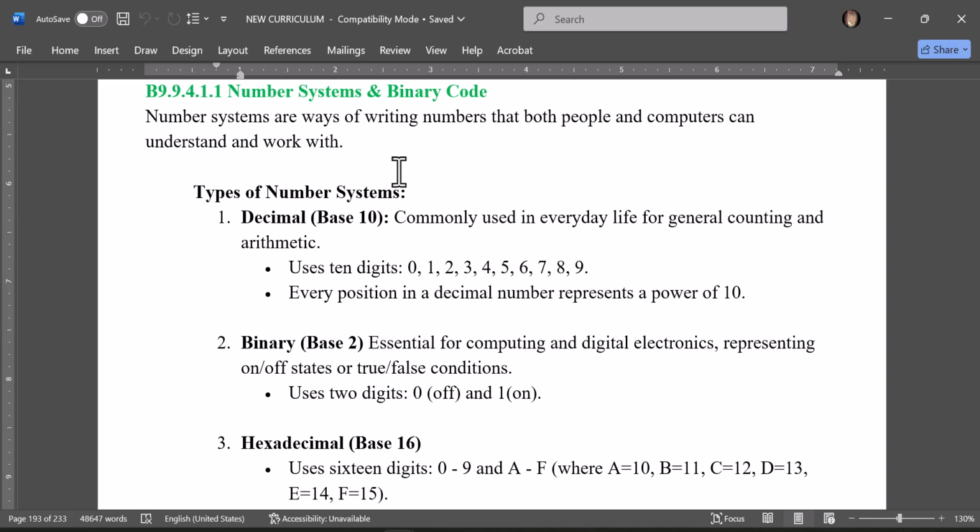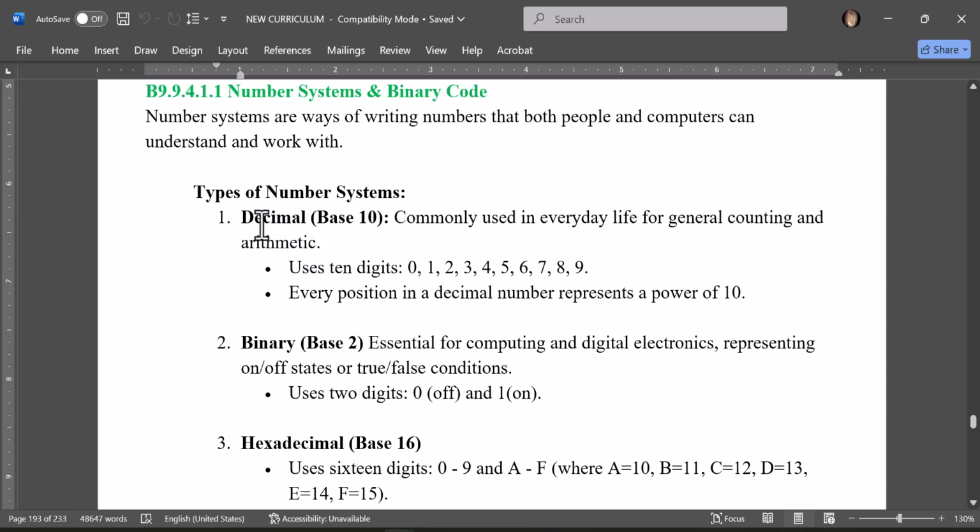Okay, so now let's see. When we say number system, it is all about the way of writing numbers that both humans and computers can understand. Now we have types. Basically we have three. The first one is decimal, which is base 10, binary, base 2, and hexadecimal, base 16. Now let's tackle base 10 and base 2 for now.